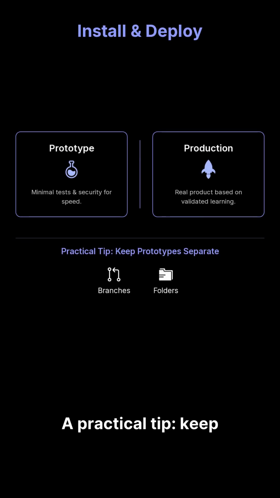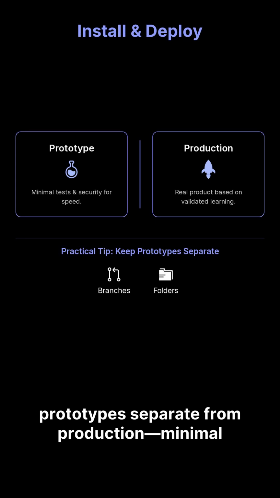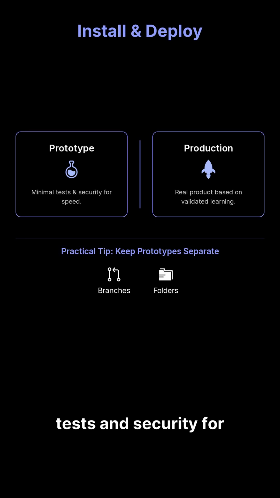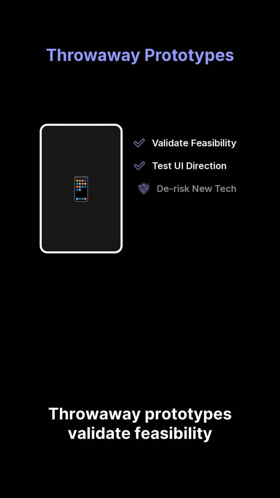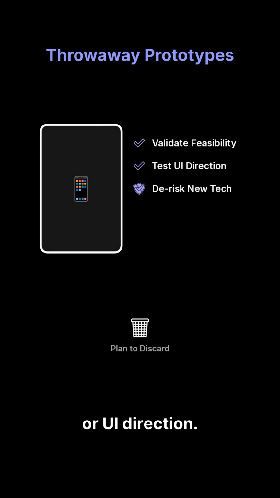A practical tip: keep prototypes separate from production, with minimal tests and security for speed, but isolate code via branches and folders so it won't leak into the product by accident. Throwaway prototypes validate feasibility or UI direction. Great for de-risking new tech. Plan to discard the code.